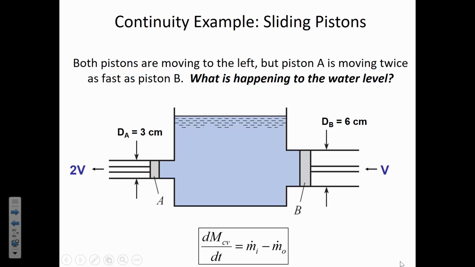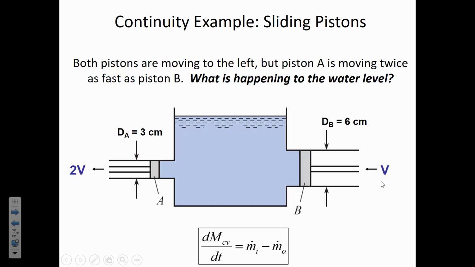So, accumulation is in minus out. And if in is greater than out, then that means there's a positive accumulation, and if it's in a storage tank, then the water level will rise. So consider this. We've got two different pistons. Both of the pistons are sliding to the left. Piston A is sliding to the left at 2V. Piston B is sliding to the left at V. And you can see the diameters for each.